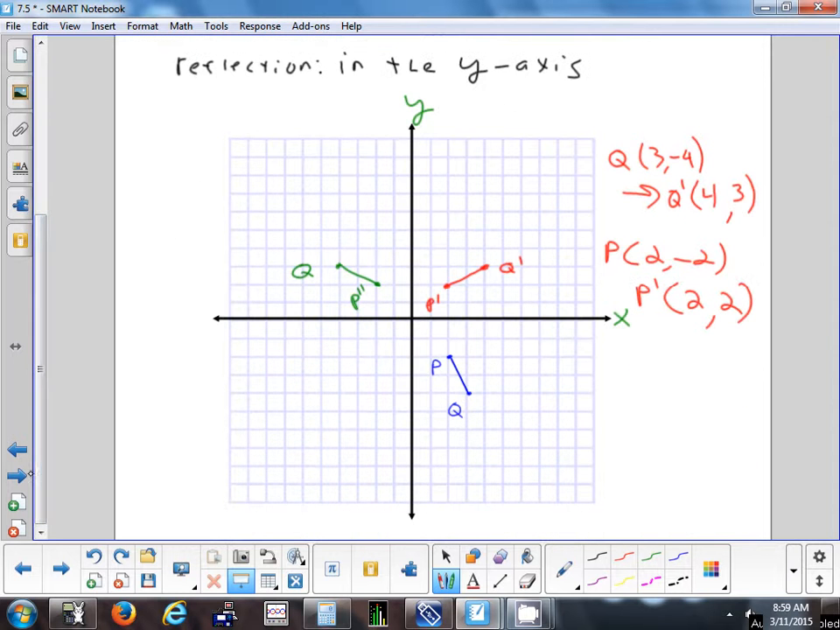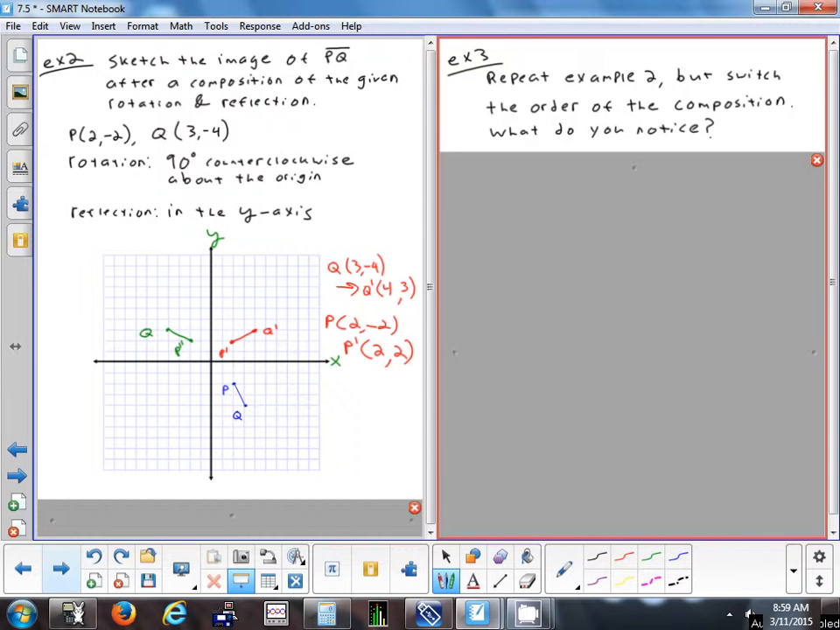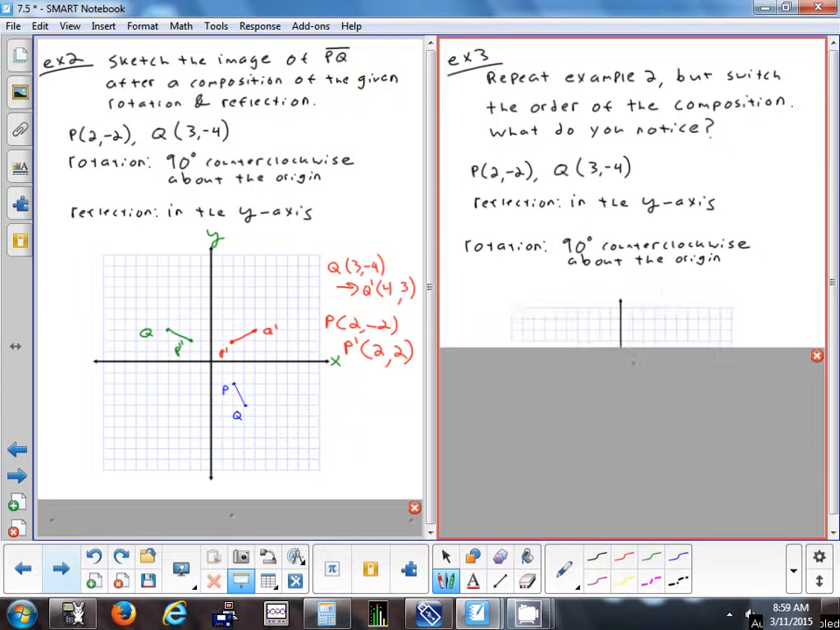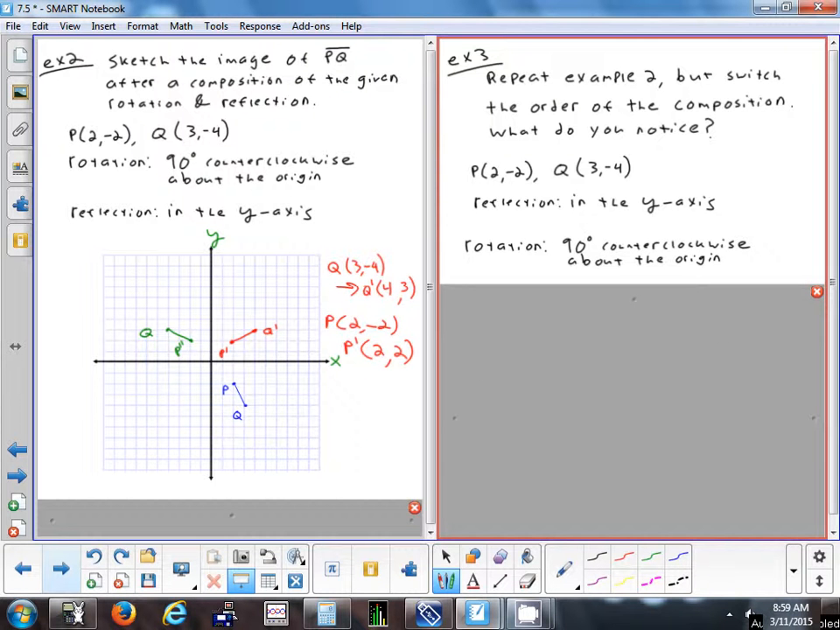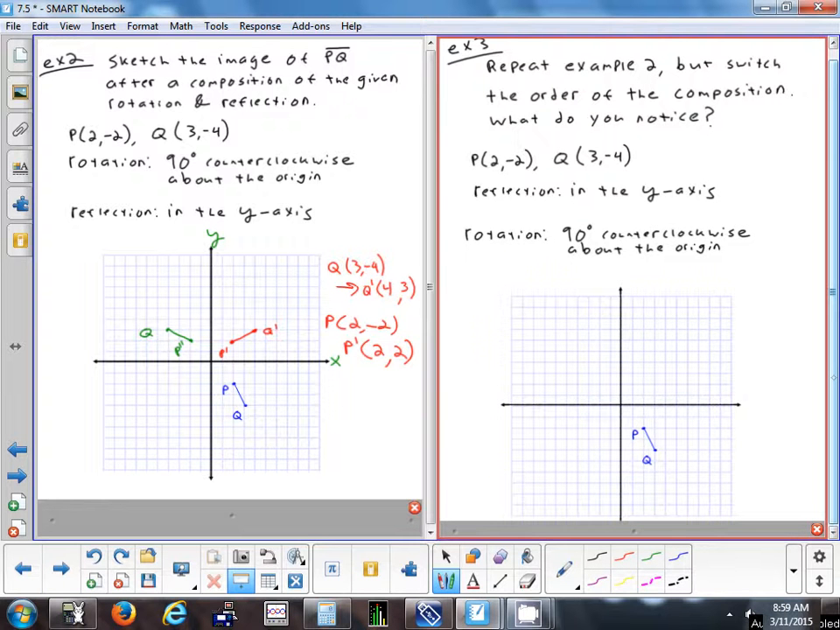Okay, let's switch it. Let's do the same example, except now we're going to reflect and then rotate. So step 1, we'll reflect. Step 2, we'll do the rotation. Okay, and I'll try to keep both up so we can compare. So first thing I'll do is reflect. So that's going to be P. Whoops, that's P prime. And then Q was 3 units to the right of that y-axis, so go 3 units to the left. Okay, there's Q prime.